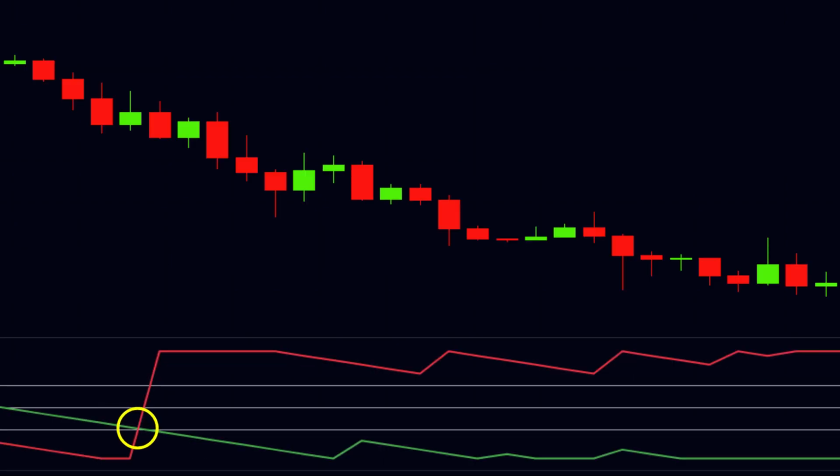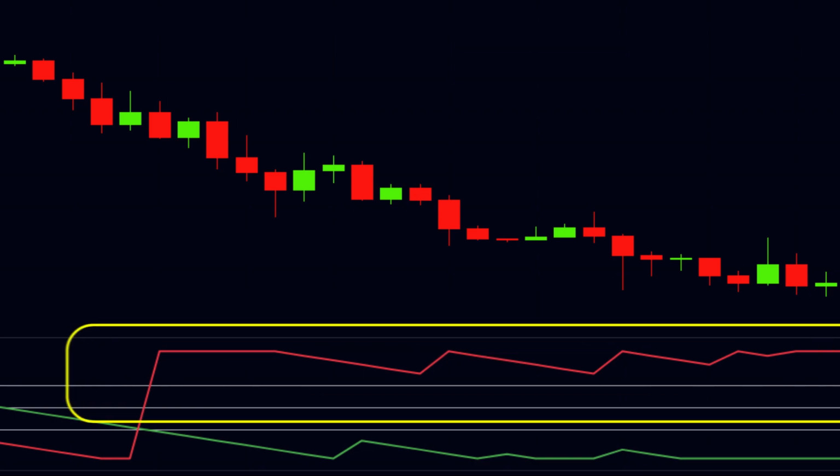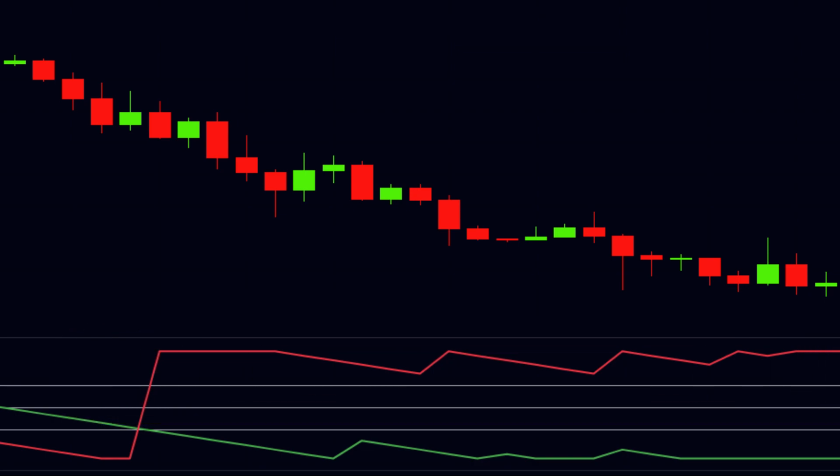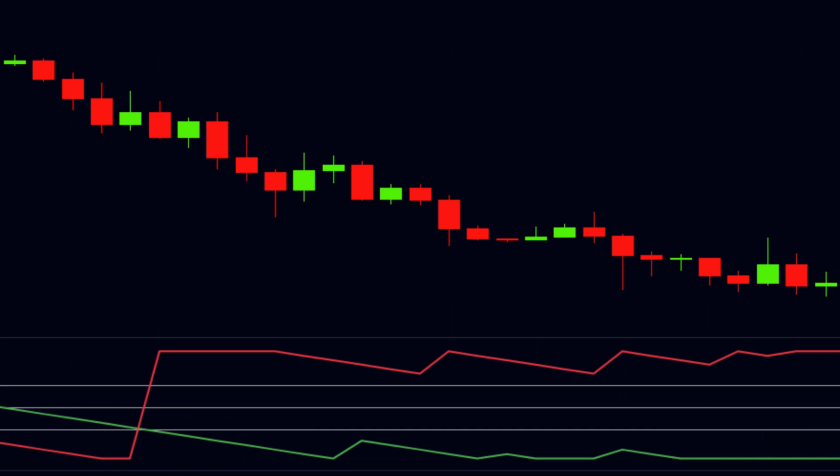Similarly, when the Aroon upline crossover the Aroon downline from upside to downside, then it is called the bearish crossover. After the bearish crossover, if the Aroon down moves above the 50 level, and at the same time, if the Aroon up moves below the 50 level, then it is said that the downtrend has been started.